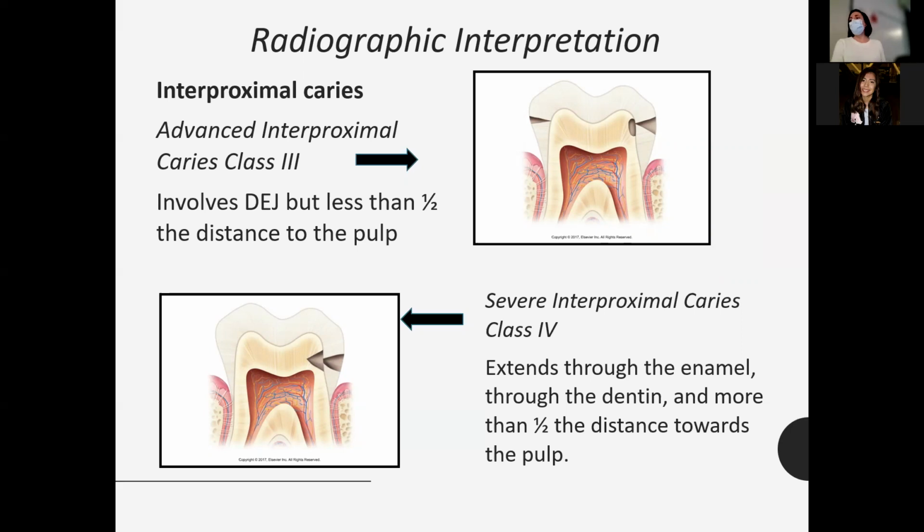And then severe interproximal caries is class 4, and it extends through the enamel, through the dentin, more than halfway, but it doesn't involve the pulp.